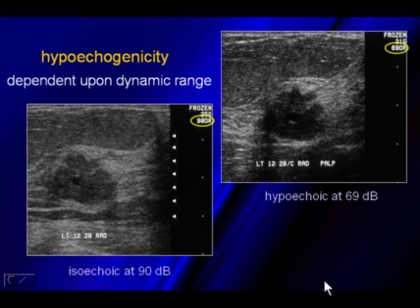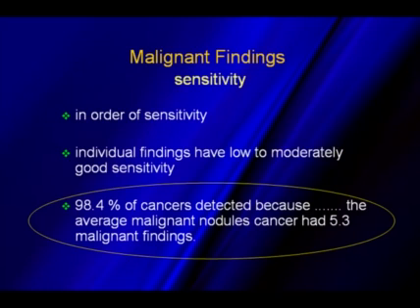I'm not saying that we need to all drop our dynamic range way back and start scanning so that we've got more contrast in the image, but just beware that we typically see lesions a lot more isoechoic currently than we used to. You may say, Cindy, what happens if I have a really bad day and I happen to miss one of those malignant findings?